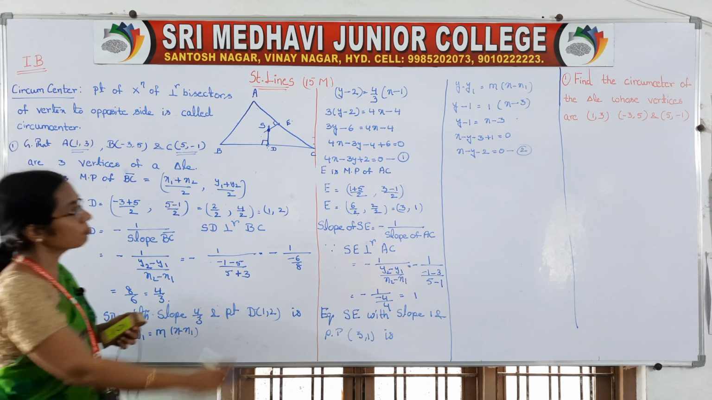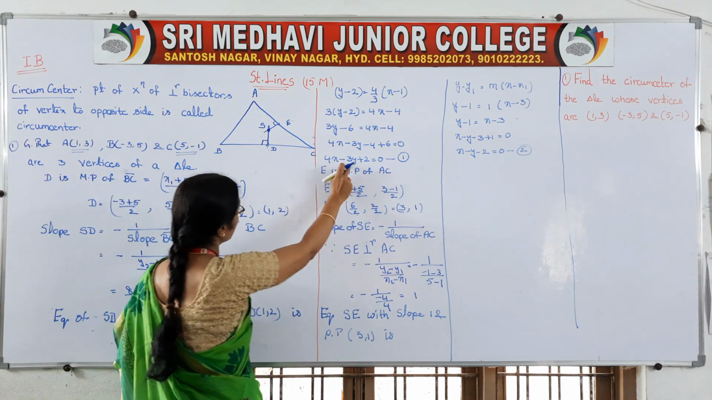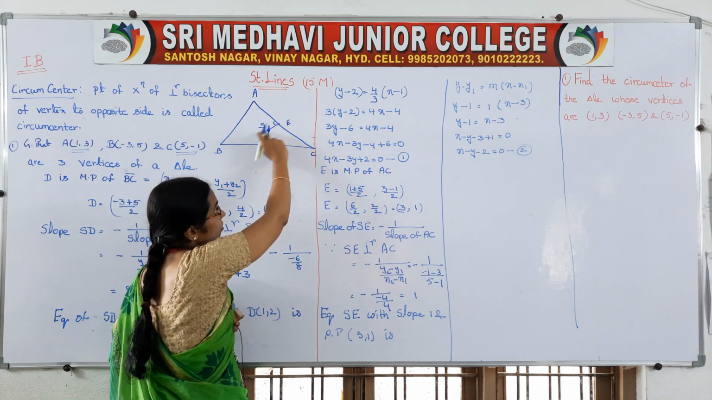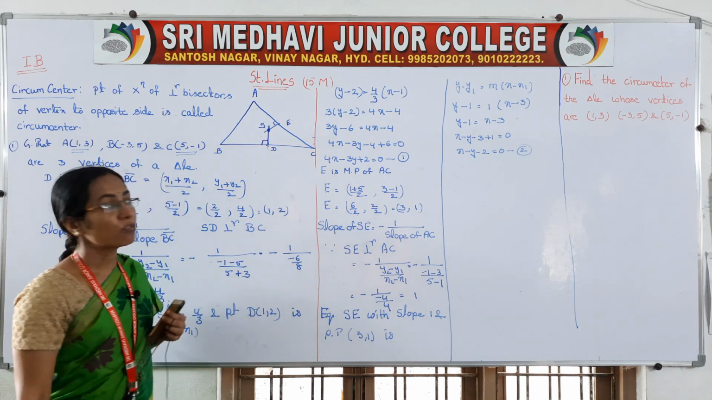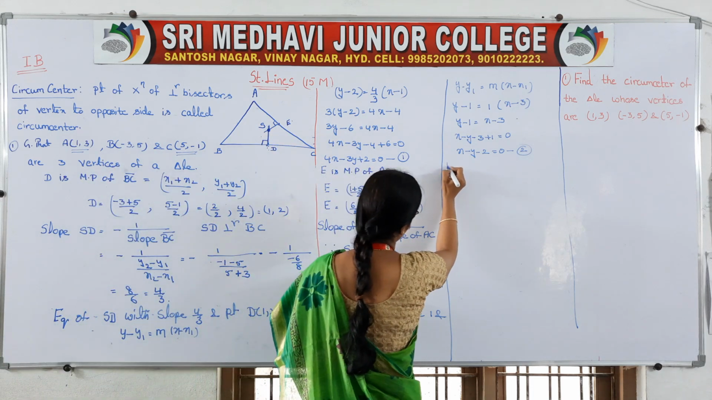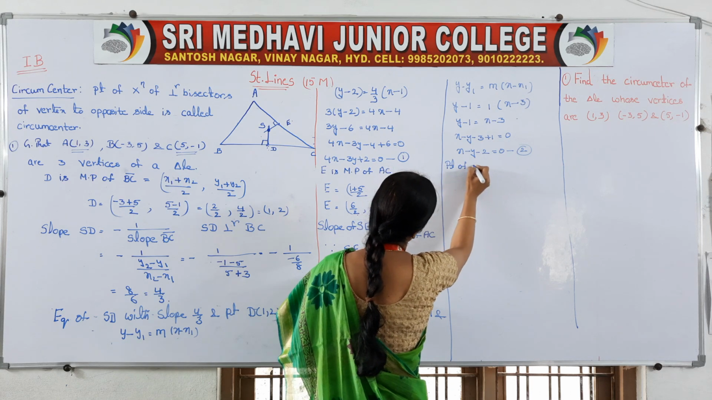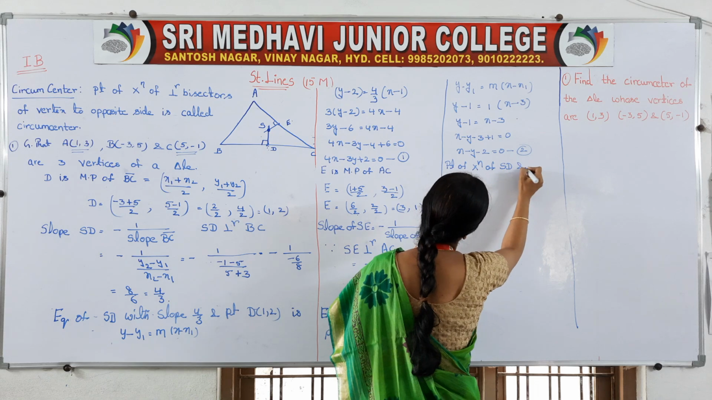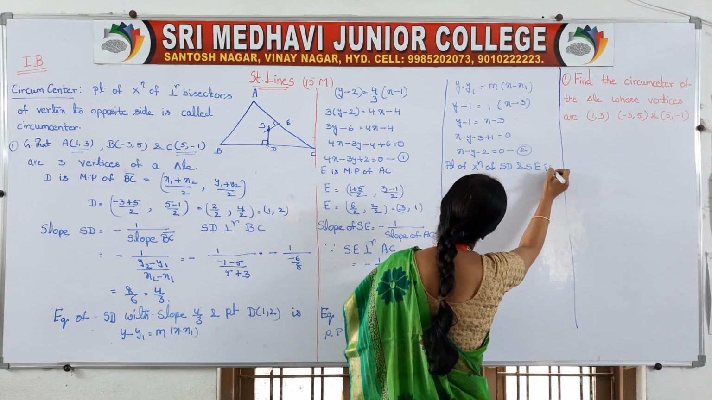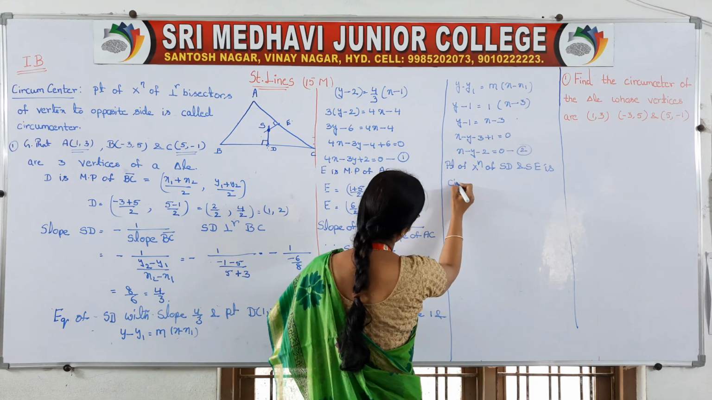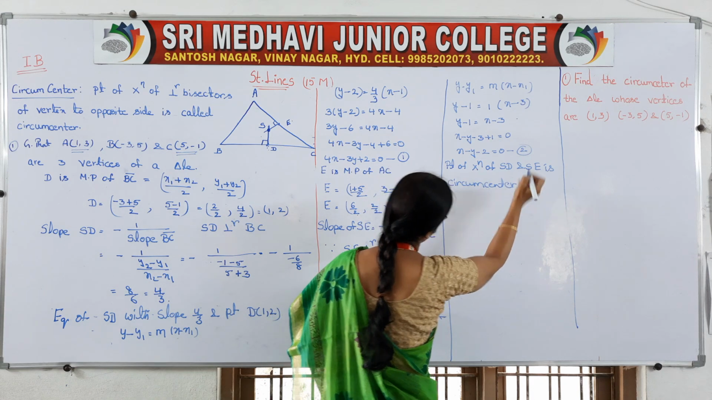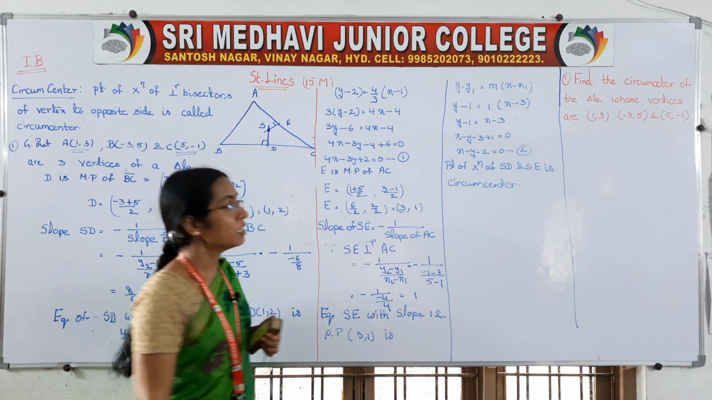Where is your equation number 1? This is your equation of SD. And equation number 2 is the equation of SE. So the point of intersection of SD and SE is our circumcenter. We want that value only, so just solve 1 and 2.